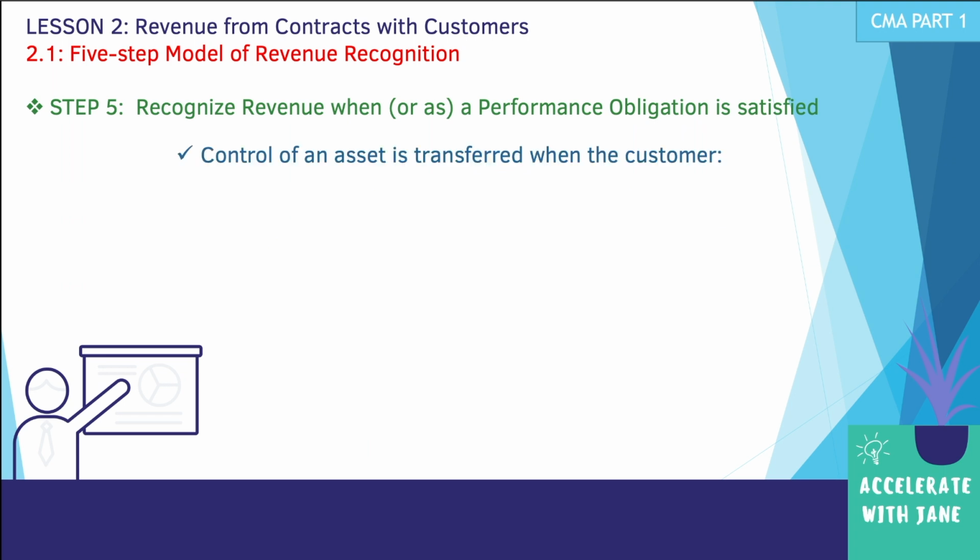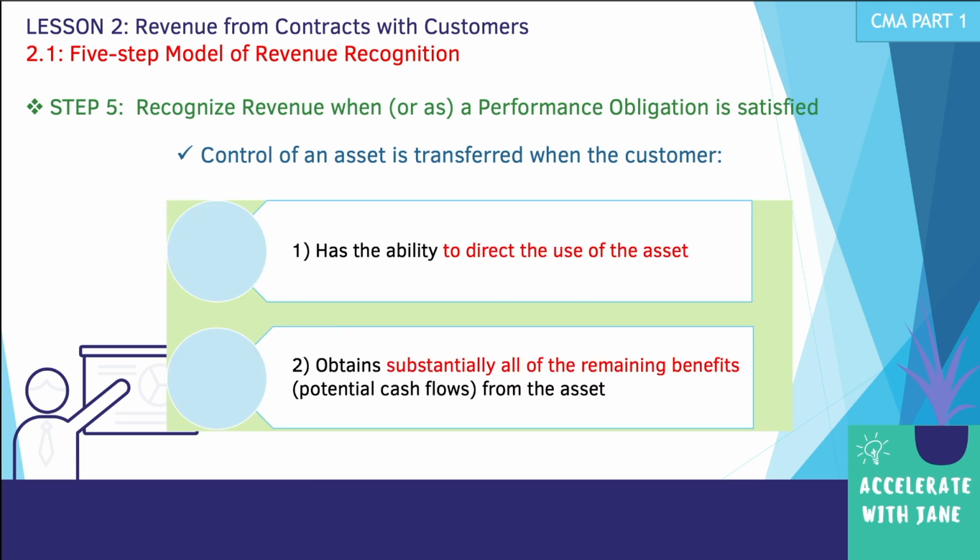Control of an asset is transferred when the customer meets two criteria. First, when the customer has the ability to direct the use of the asset. For example, if the customer is able to decide or to control how the asset will be used, then we can say that the particular goods or services has been transferred to the customer.